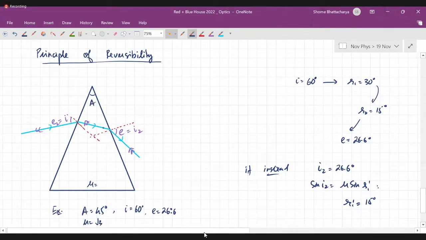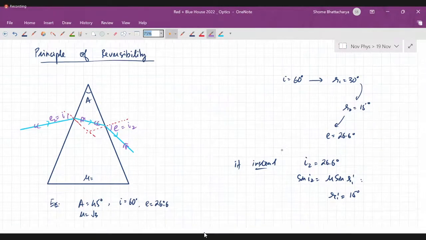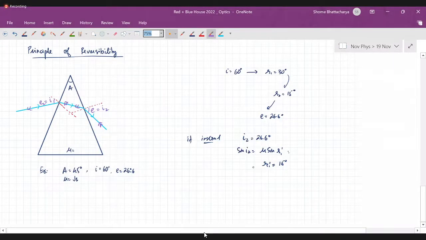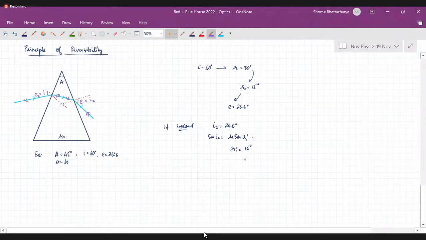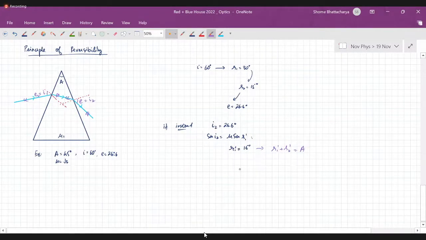So this ray has reversed its path. And then the fact that R1 prime plus R2 prime is equal to A will tell me that R2 prime is 30 degrees. And then mu sine R2 prime is equal to sine I. Let's write this as prime so that we're using the same notation.